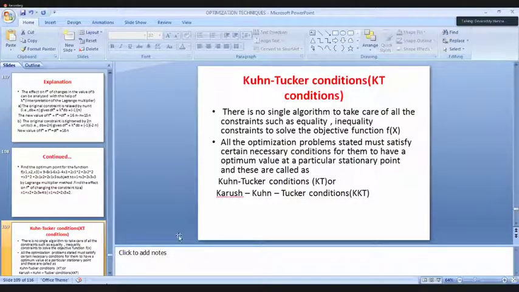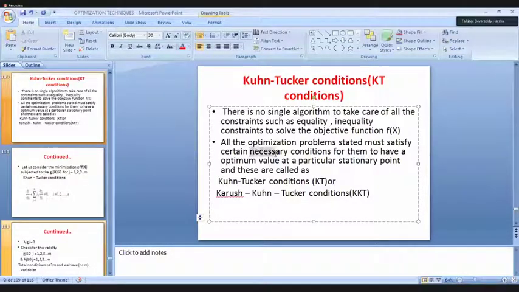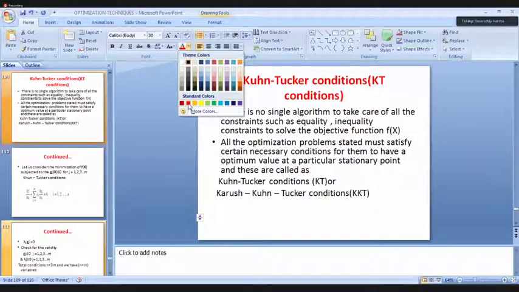Very important here. I wrote very important. Underline it and write: all the constraints, whatever the optimization problem is, should definitely satisfy these conditions. What are these conditions? Kuhn-Tucker conditions. Any problem you take should satisfy this. So this is the most important. This is the last topic in your first unit also.